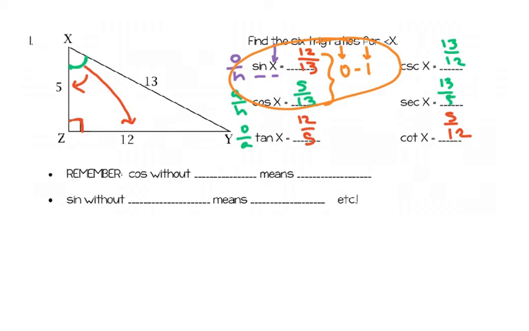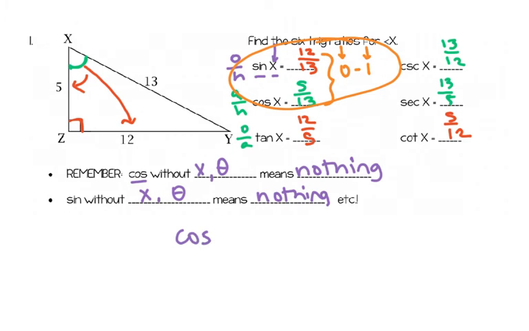Okay, a couple things to remember. If you just say cosine without saying cosine of x or of some angle, so we could say cosine x or cosine theta is a really popular one, it doesn't mean anything. So if you don't put an angle with your cosine or your sine, then it doesn't mean anything. So you need to make sure that when you're writing cosine, you have to say cosine of something. You can't just say cosine equals. And so make sure that you do that.